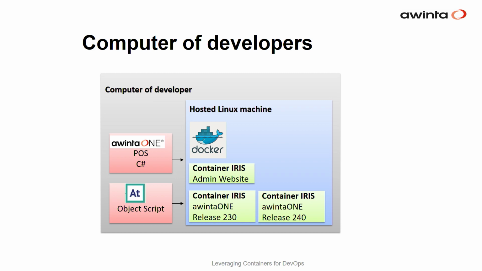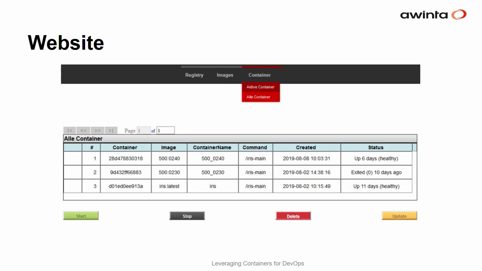The usage of the Docker command line we have simplified with an administrative web page. This is also hosted in a container with InterSystems IRIS, so that not every employee has to use the Docker command line interface. This is our website. You can show what containers are running or what containers you have on your local machine. You can show what images are there or what is going on in the registry, what I can pull down.